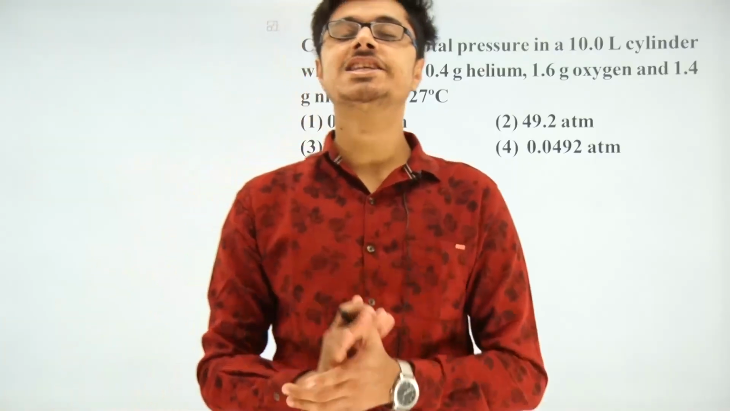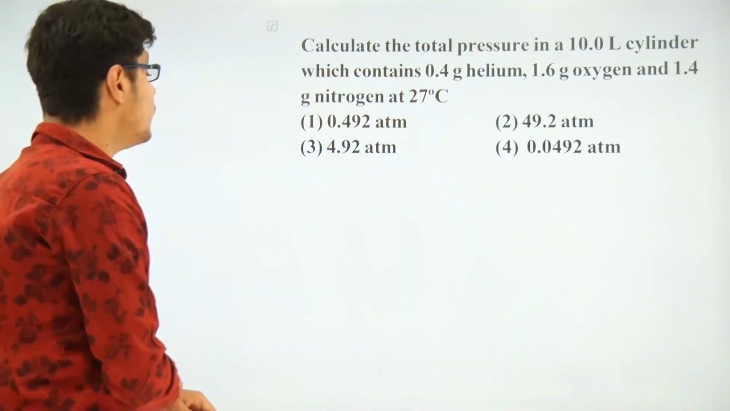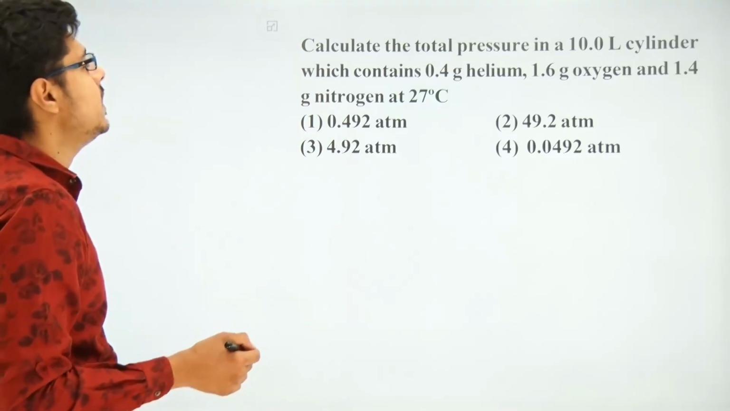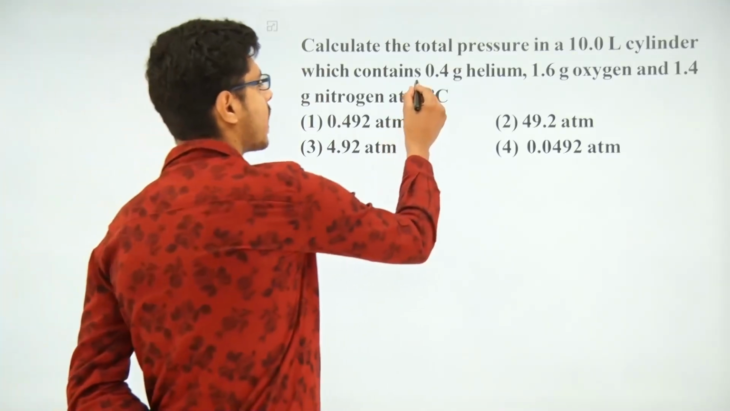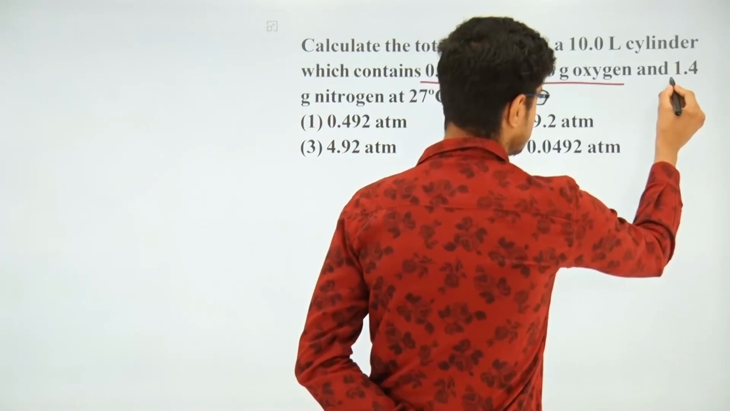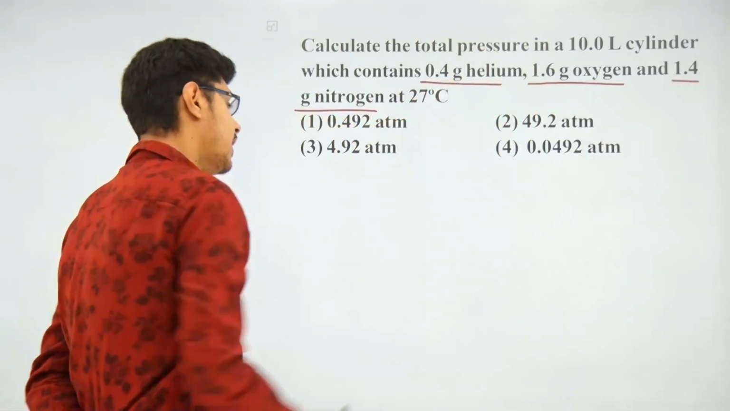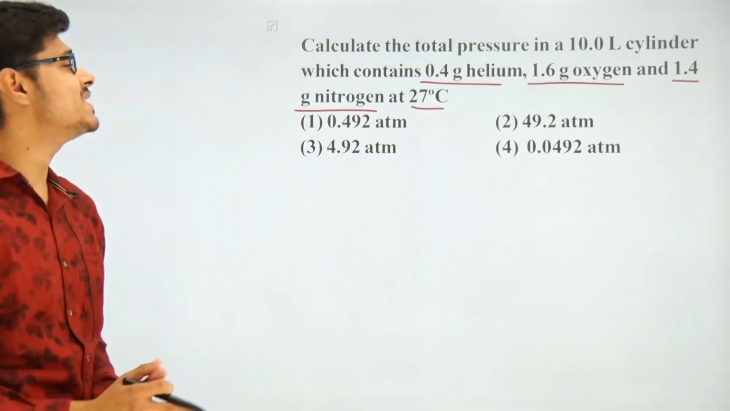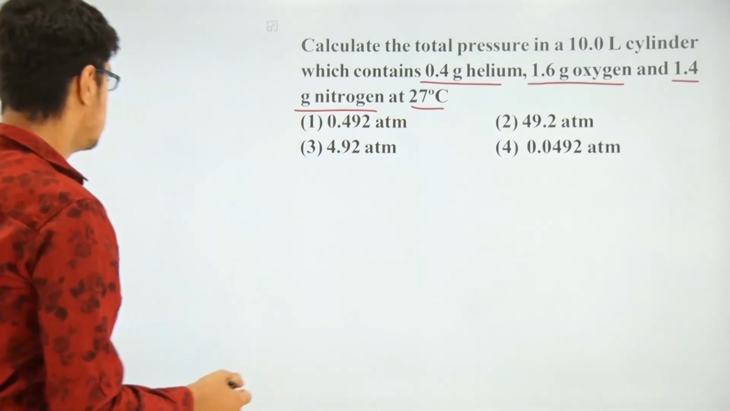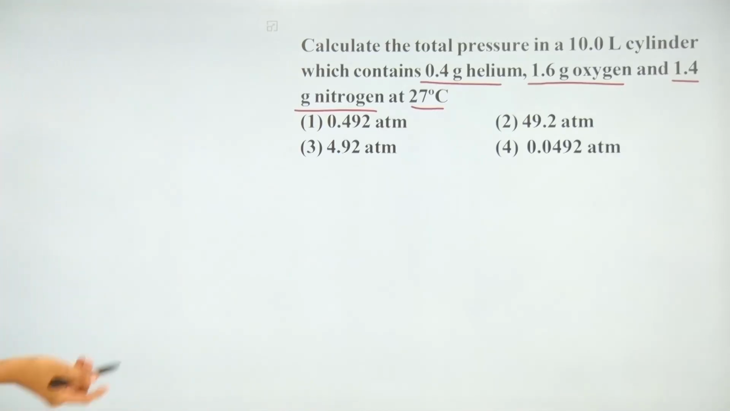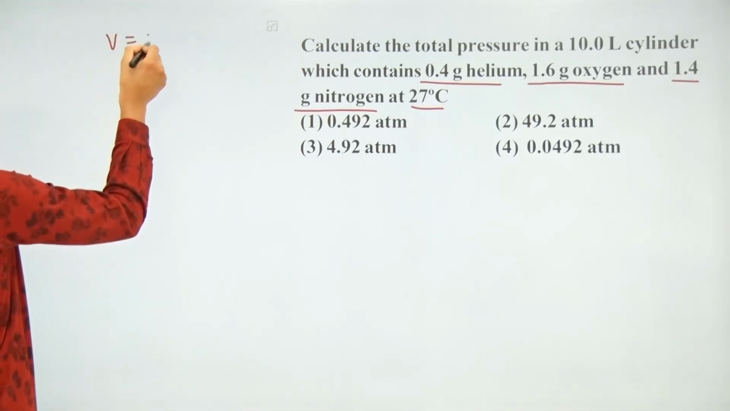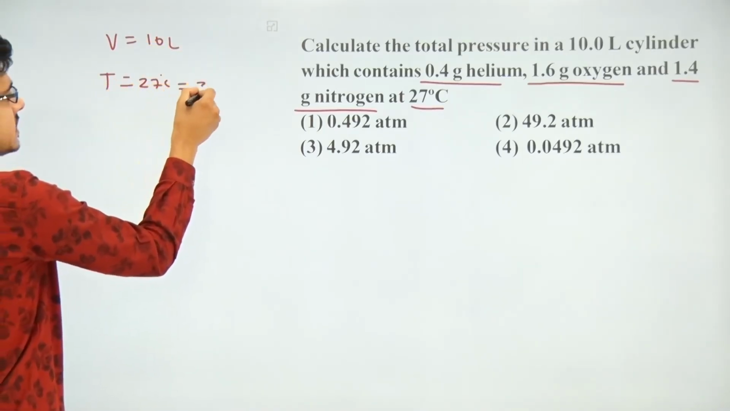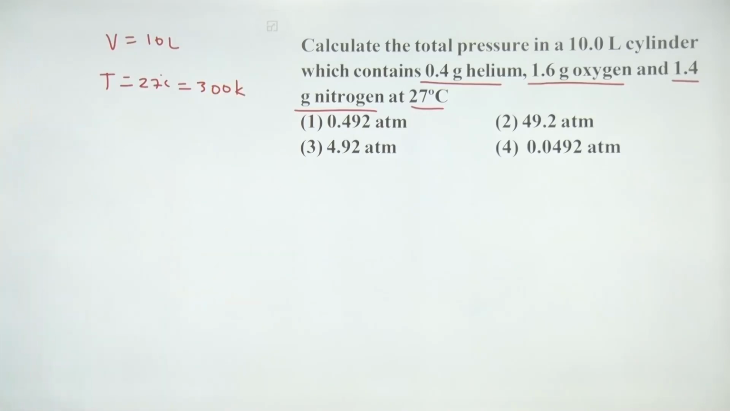Hello students, coming to the next question. Our next question is, calculate the total pressure in a 10-liter container or 10-liter cylinder basically, which contains 0.4 gram of helium, 1.6 gram of oxygen and 1.4 gram of nitrogen, and the temperature is given as 27 degrees Celsius. That means basically 300 Kelvin. Okay, so now we need to calculate the total pressure. We have given the volume as 10 liter. We have given the temperature as 27 degrees Celsius. That will be equals to 300 Kelvin.